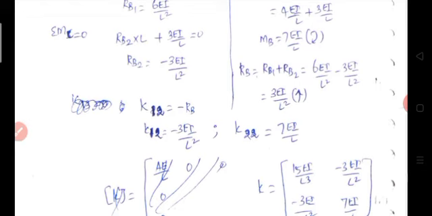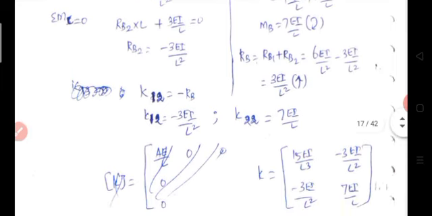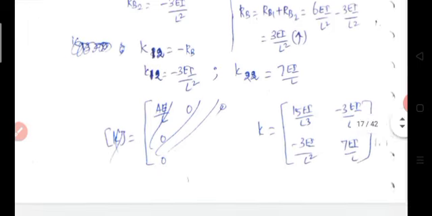Then K12 means the force produced in direction 1 due to unit displacement in direction 2. Our coordinate direction 1 is downward, but the induced reaction RB is upward. Therefore, we have to use a minus sign: minus RB is K12. Then K22 is the force developed in direction 2 due to unit displacement in direction 2. The second coordinate is the rotation coordinate in the clockwise direction, so we consider the moment at B as K22. So K22 is equal to 7 EI by L.